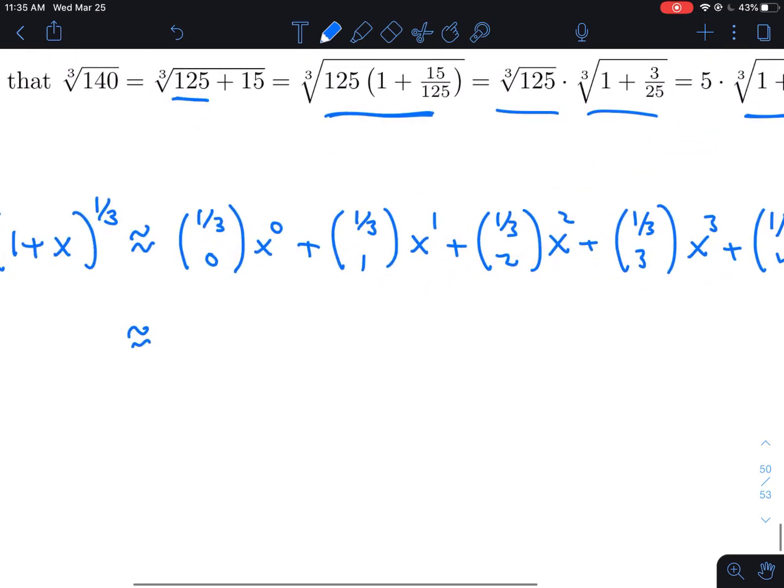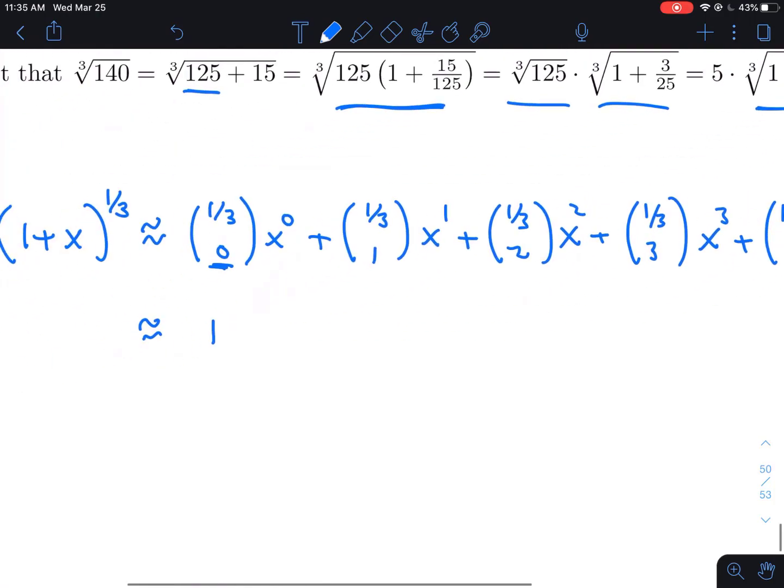All right, now let's start evaluating some of these things. We saw in the video that anything choose 0, so 1/3 choose 0, is always 1. And we have x to the 0. It doesn't really matter what x is; it happens to be 3/25, but that's fine. That's 1. 1/3 choose 1 is going to be 1/3, according to the video that we watched earlier. And then I'm just going to write x for the time being, and we'll plug in our 3/25 in our next line.